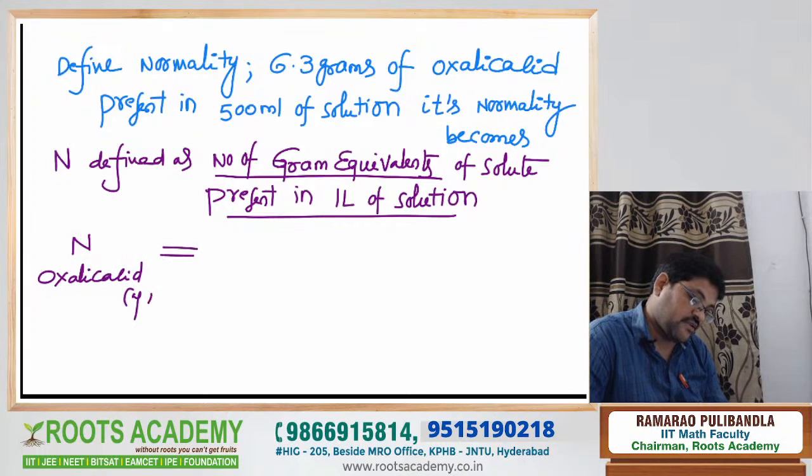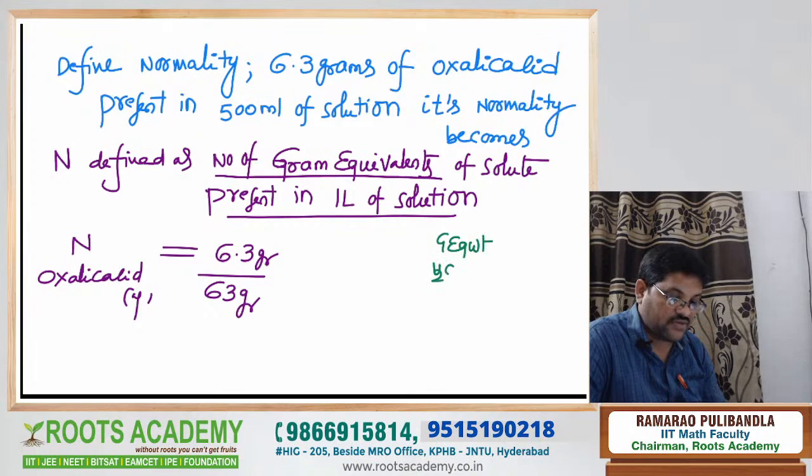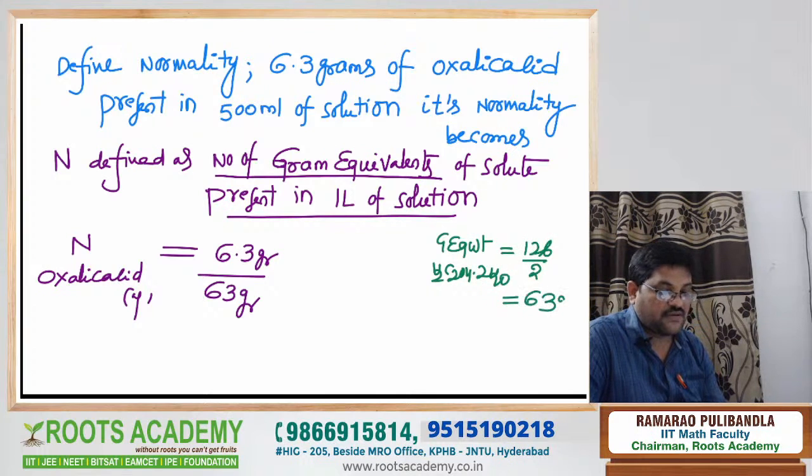What is the weight? Weight becomes 6.3 grams. What is the equivalent weight of oxalic acid? 63 grams. How do you get the equivalent weight as 63? So you get the gram equivalent weight of H2C2O4.2H2O, which is 126 by 2, equal to 63 grams.